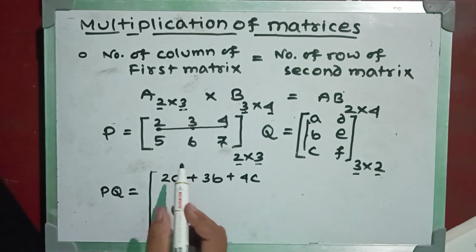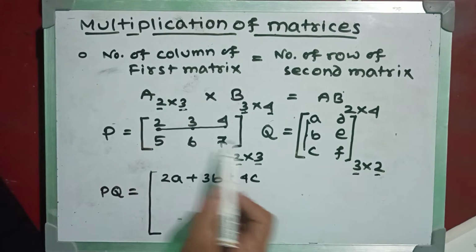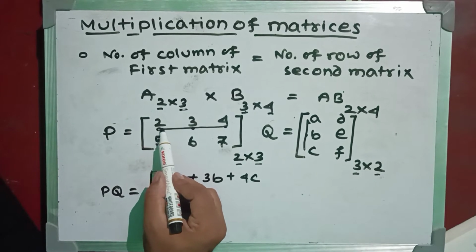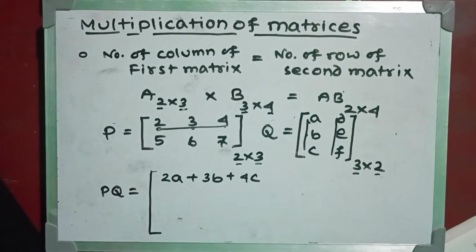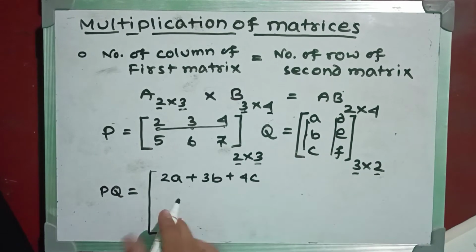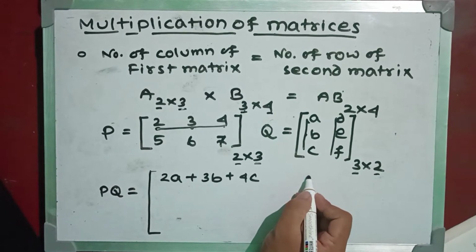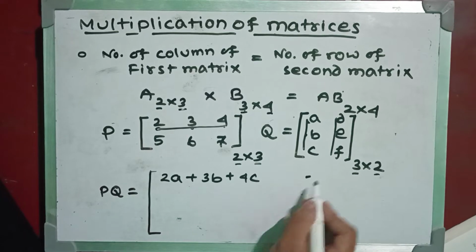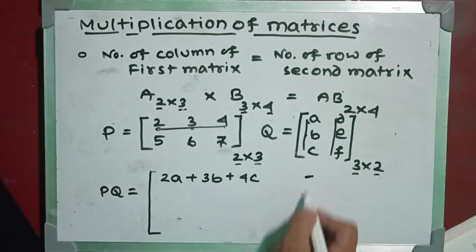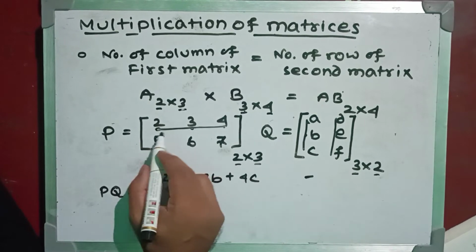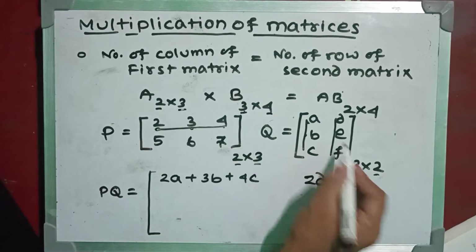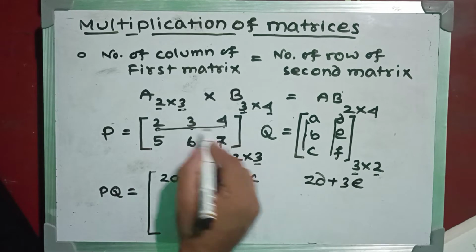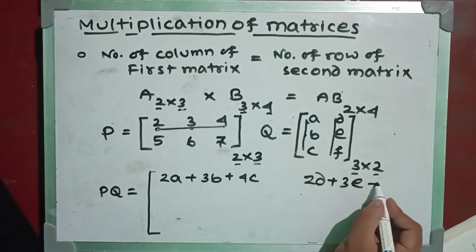Now we will go for the second one, means we will multiply the first row and second column, and we will write it in the second position, meaning first row second column. This is the first row and second column. So it's 2D plus 3E plus 4F.